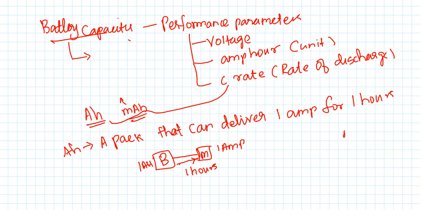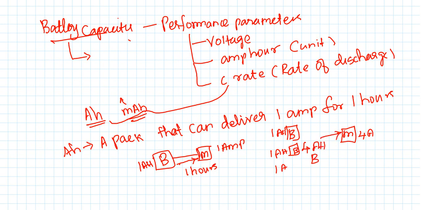For example, if the motor has a 4 amp rating and my battery has only 1 Ah, I have to connect batteries of 1 Ah each, so a total of 4 Ah, to meet the demand of the motor. So that is the meaning of ampere hour: the pack can deliver 1 amp for 1 hour. What type of appliances we connect to the battery depends on this.